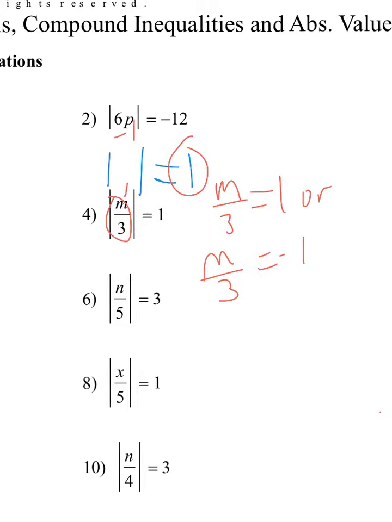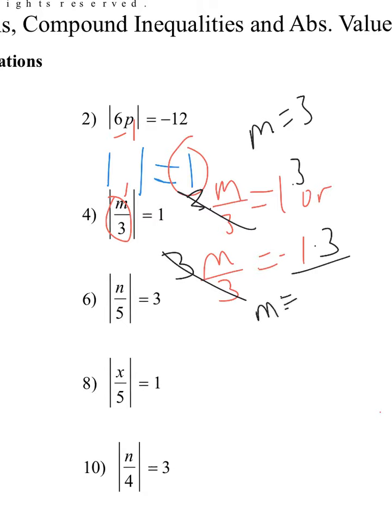And then we have to solve each of those two cases, which is going to give us two answers. If we look at this top one, we have m over 3 equals 1. To get m alone, we're going to multiply by 3, which gives us m is equal to 3. If we look at the bottom one, where m over 3 is equal to negative 1, we're also going to get m alone, and we're going to multiply by 3. So now I have m is equal to negative 1 times 3, which is m equals negative 3. So we write our answers as an or statement: m equals 3 or m equals negative 3.